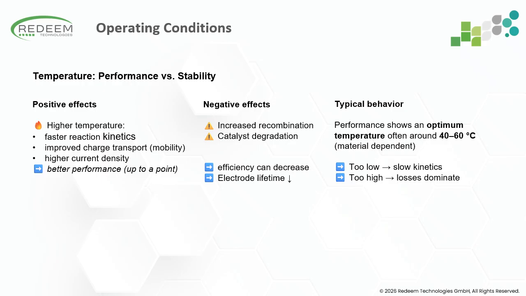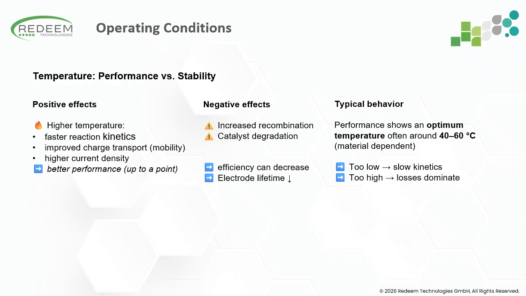And if we look now in the middle, we see that this only holds up to a certain point. Higher temperature can also promote unwanted processes. Charge recombination can increase, catalysts and photoelectrodes degrade faster, and therefore the long-term stability suffers. So while the initial performance may improve, the overall efficiency and device lifetime can actually decrease. And because of these competing effects, PEC systems typically exhibit an optimum operating temperature rather than simply the hotter the better.